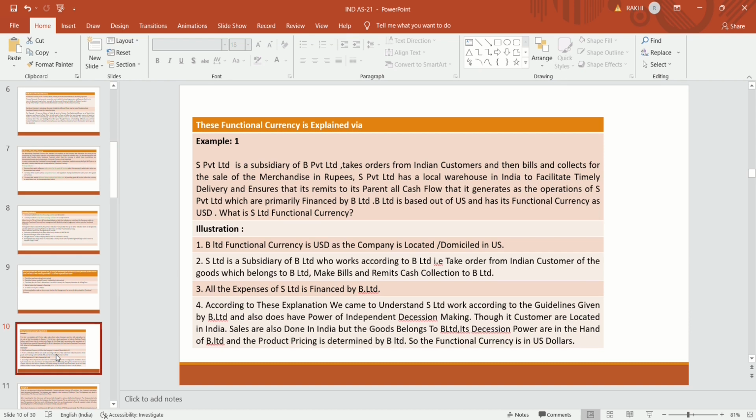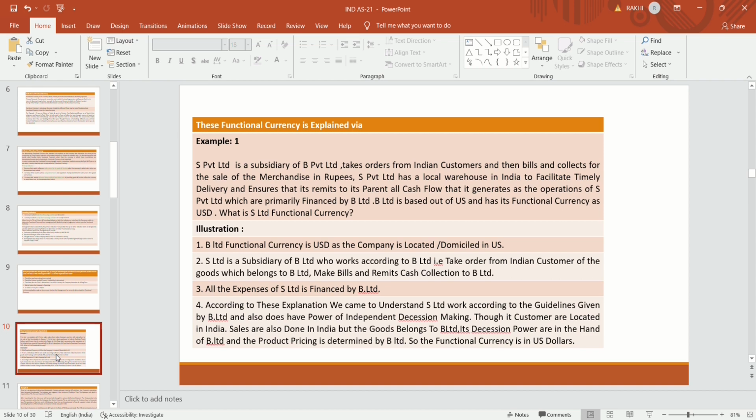S Private Limited is a subsidiary of B Private Limited. S Limited takes orders from an Indian customer and then bills and collects for the sales of merchandise in rupees, meaning they make their bills in rupee terms. S Private Limited has a local warehouse in India to facilitate timely delivery, but all its collections it remits to B Private Limited. The cash flows which it generates, it remits to its parent company, B Private Limited, which is a foreign entity.